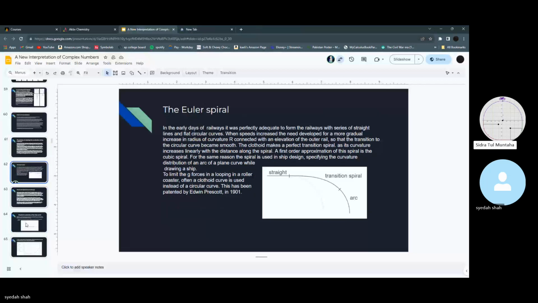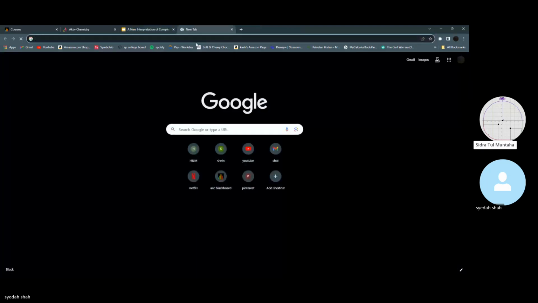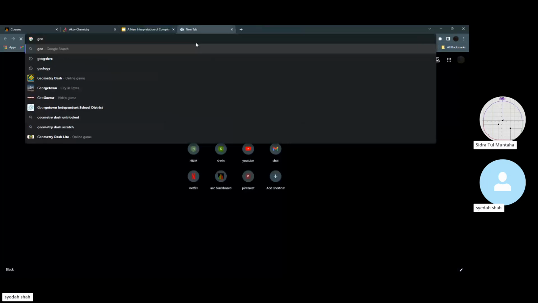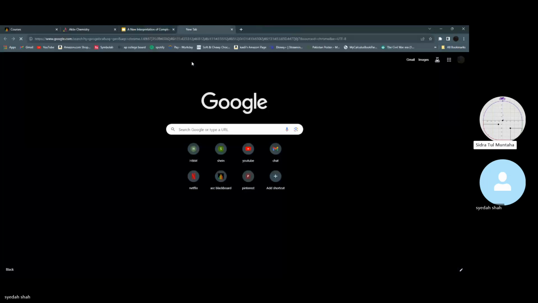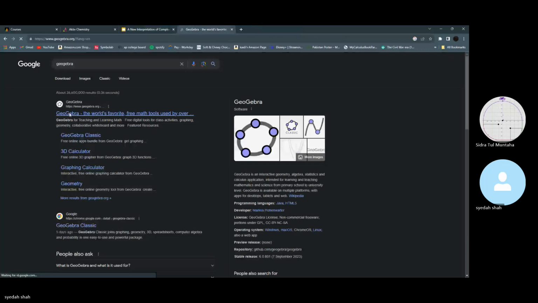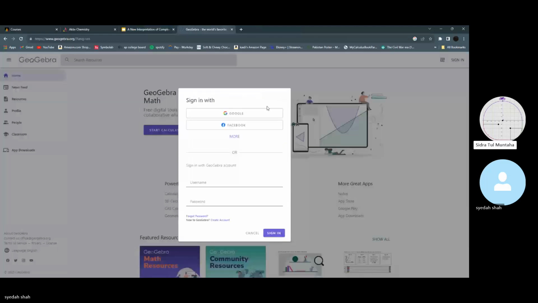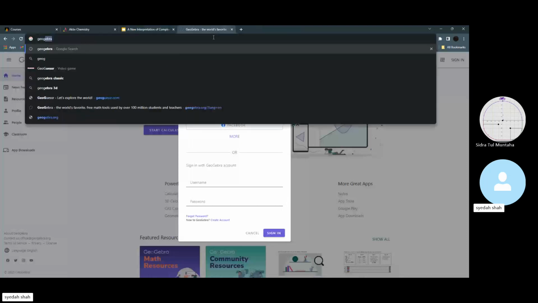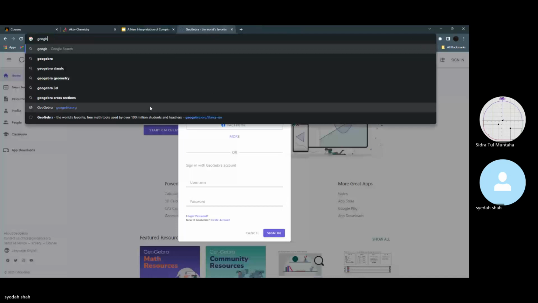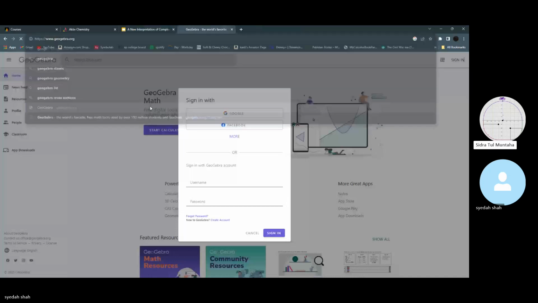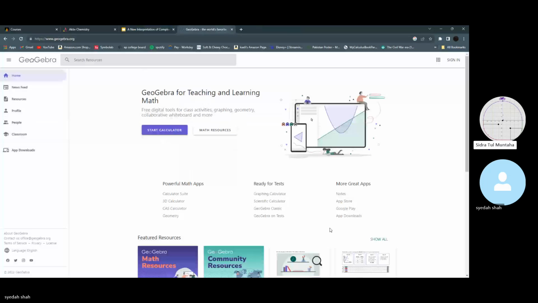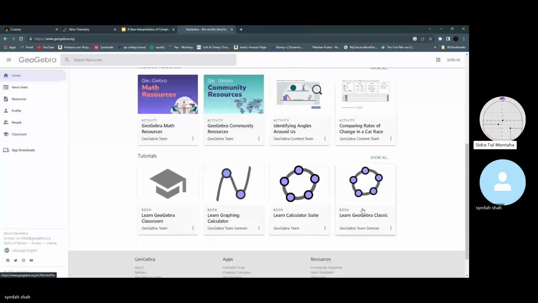Oh no, I'm saying on the Google Chrome you left, the next tab, like a new tab. Okay. Yes, and now it is GeoGebra Classic. Go to GeoGebra.org and write GeoGebra Classic.